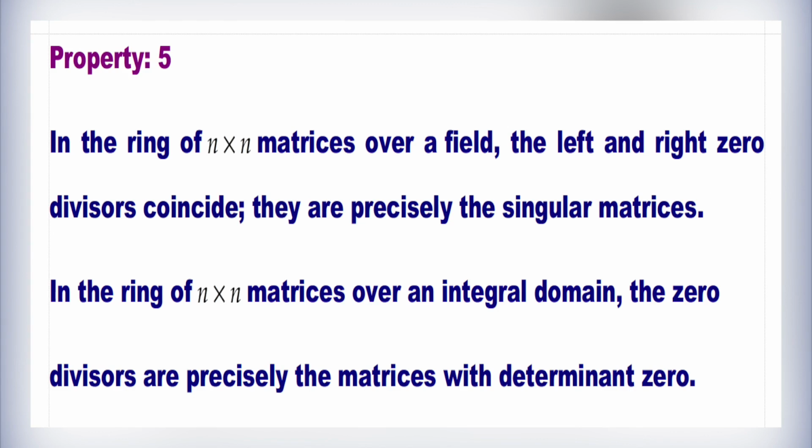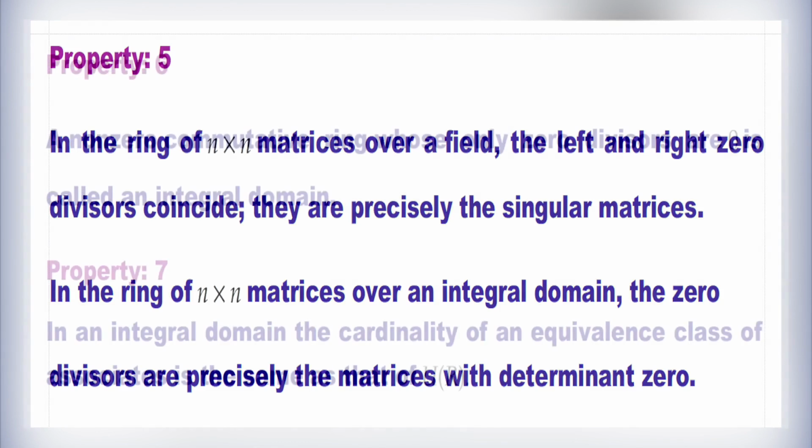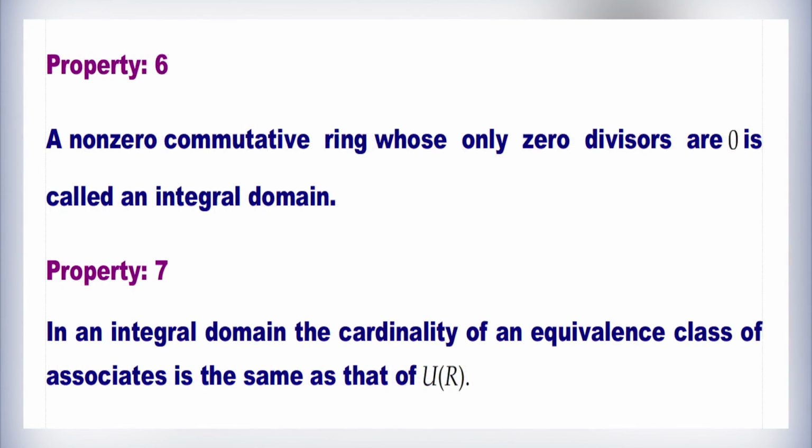Next, we are going to see some properties without proof. The first property is, in the ring of n by n matrices over a field, the left and right zero divisors coincide. They are precisely the singular matrices. In the ring of n by n matrices over an integral domain, the zero divisors are precisely the matrices with determinant 0. The second property is, a non-zero commutative ring whose only zero divisor is 0 is called an integral domain.